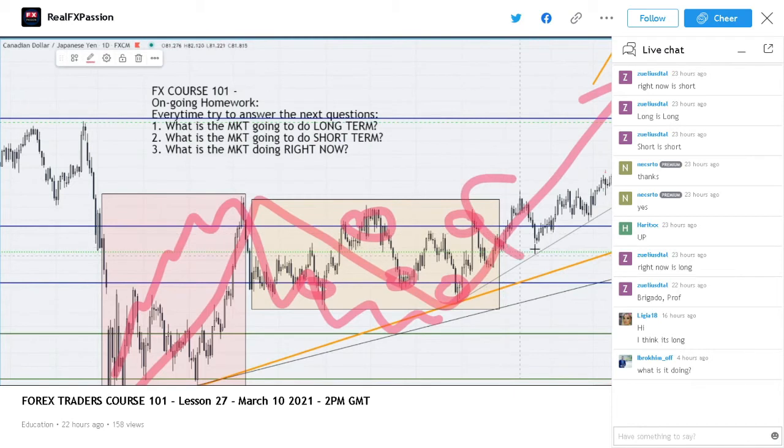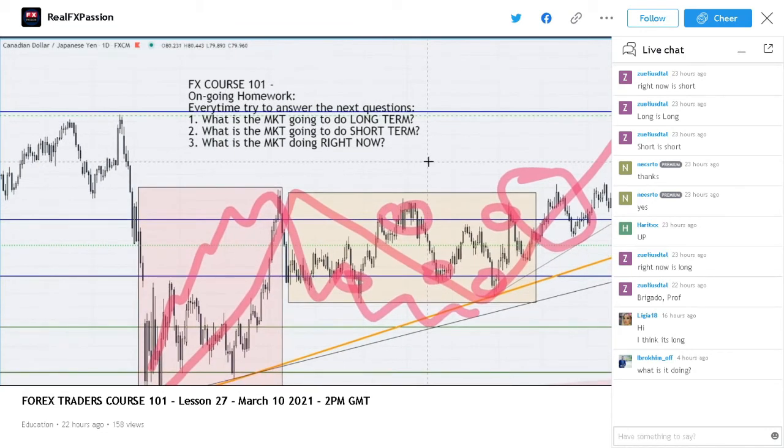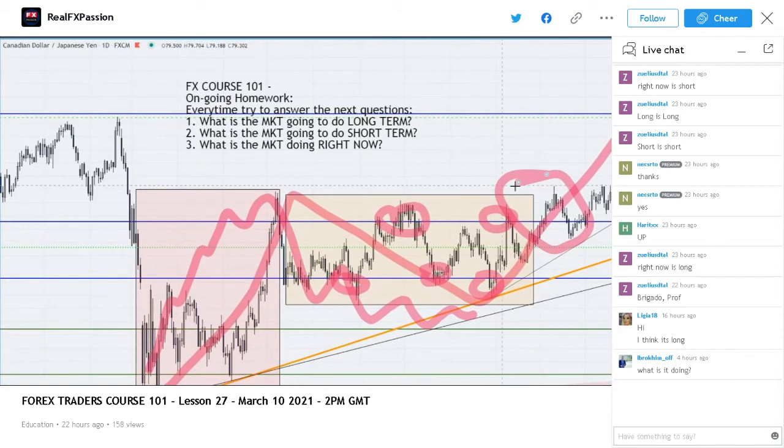The professional traders have alarms on breakouts, entries, exits. Make sense?